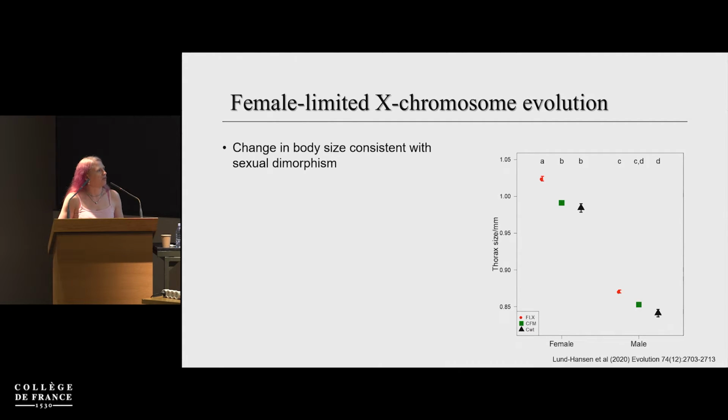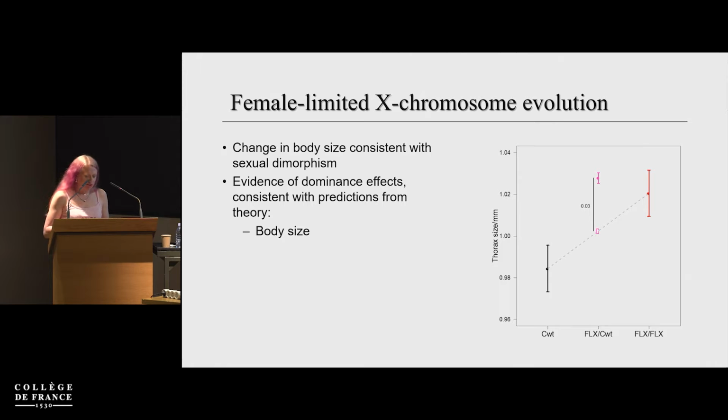We measured this a couple of times. This is one of the earlier measurements, but here in black we have the wild type, in green the control FM, that is the methodological control, and then in red the FLX. And so we can see in both sexes, particularly the FLX flies have gotten bigger. And because females are bigger than males in Drosophila, this would be what we would expect under feminization.